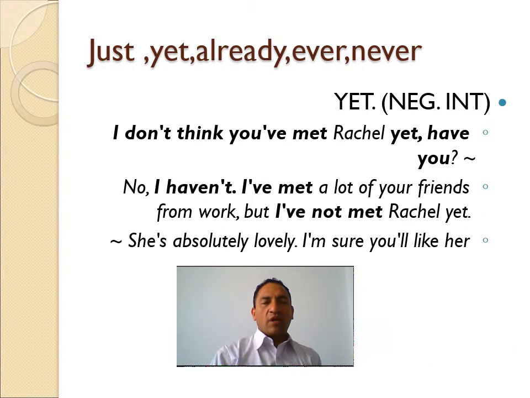Another example, we are going to talk about yet. And the expression yet, remember, we use it in negative and interrogative forms. Example, I don't think you have met Rachel yet. Have you? No, I haven't. I have met a lot of your friends from work, but I have not met Rachel yet. She's absolutely lovely. I'm sure you will like her.